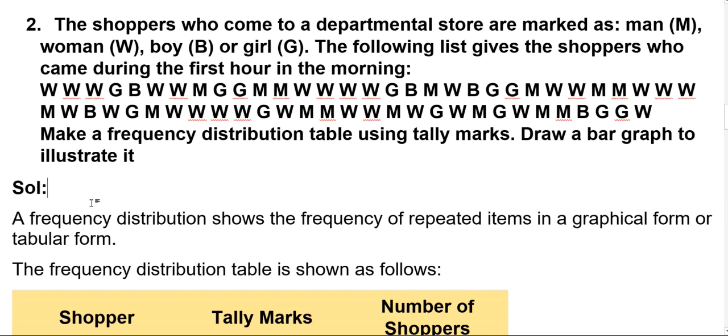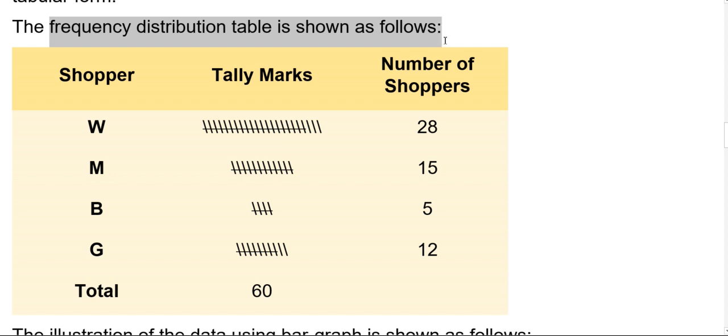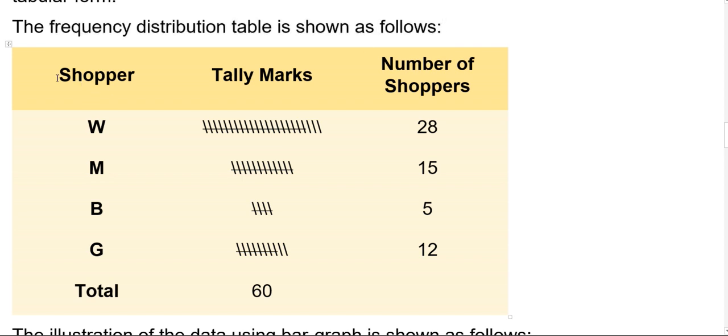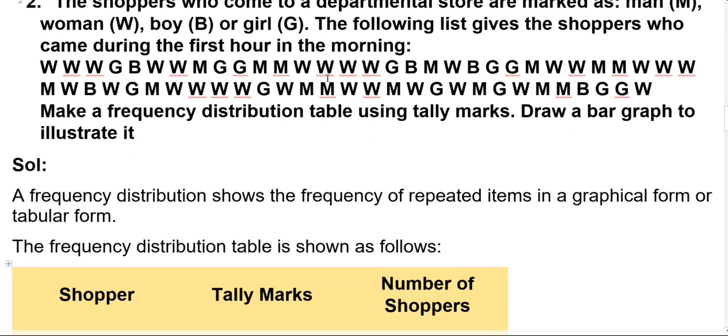Solution. A frequency distribution shows the frequency of repeated items in graphical or tabular form. The frequency distribution table is shown as follows: shopper, tally marks, number of shoppers. Here, women, W: the total number of W's in this list is 28. If you count the W's, it is 28.